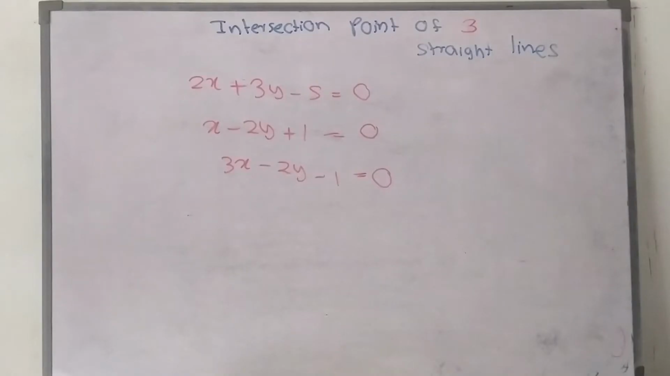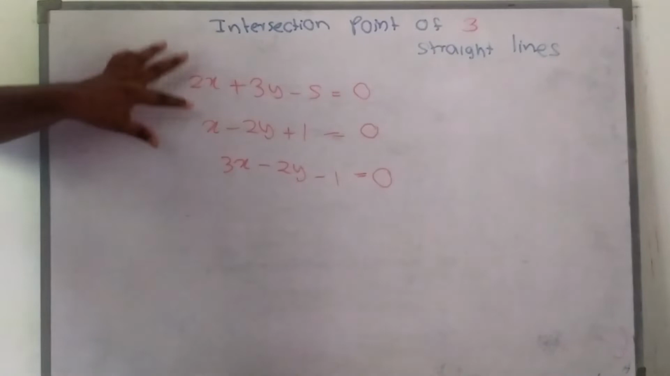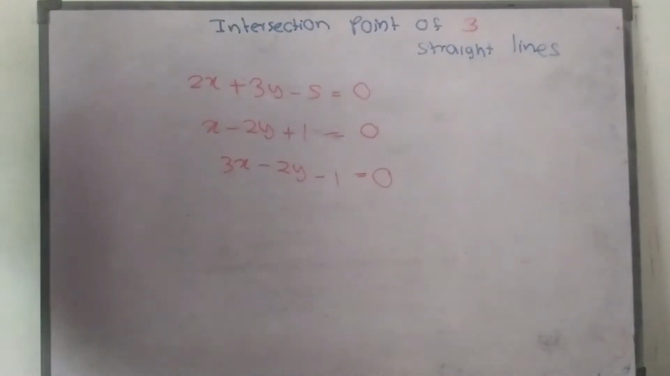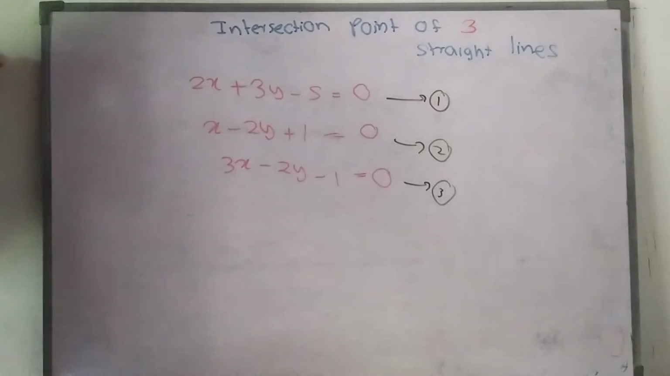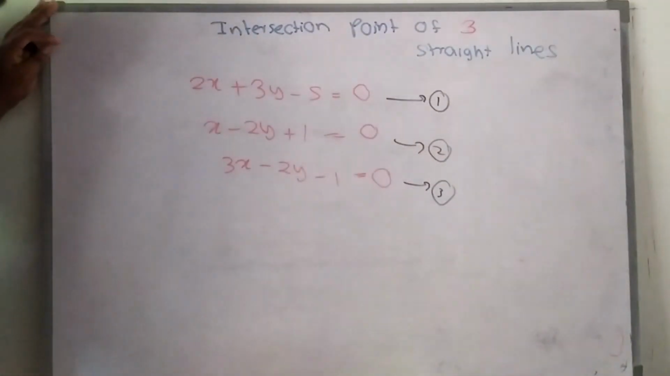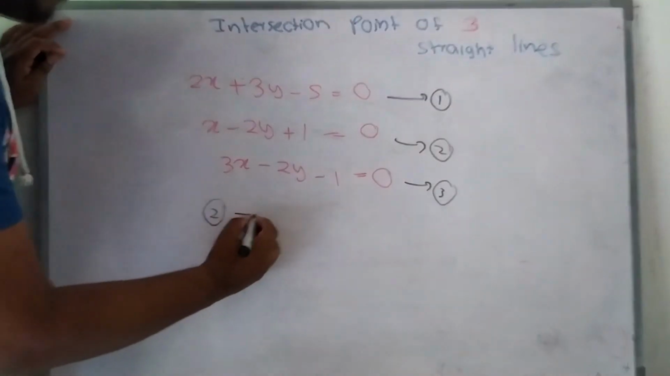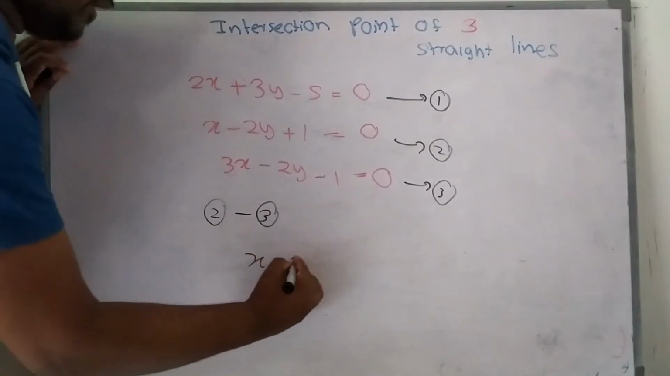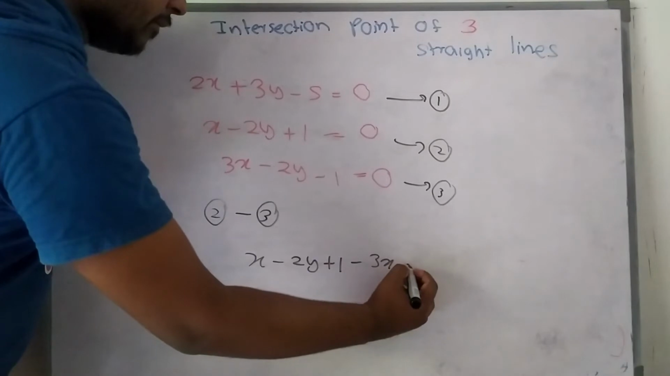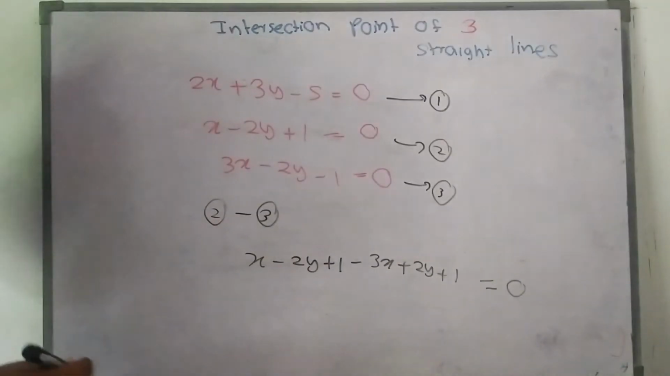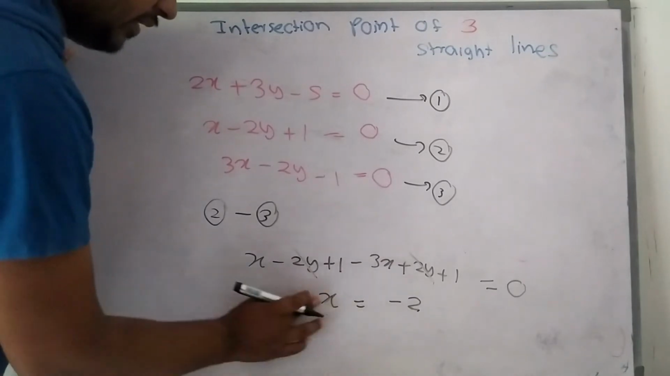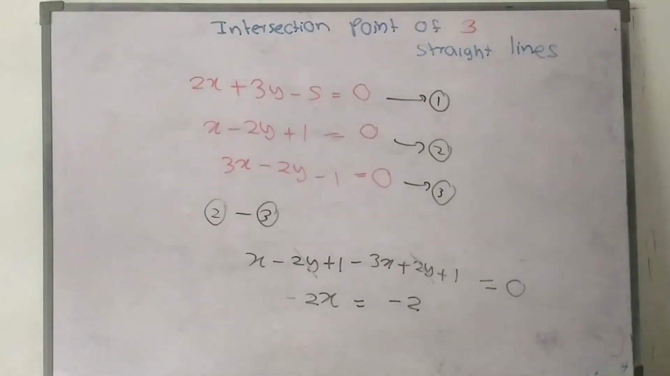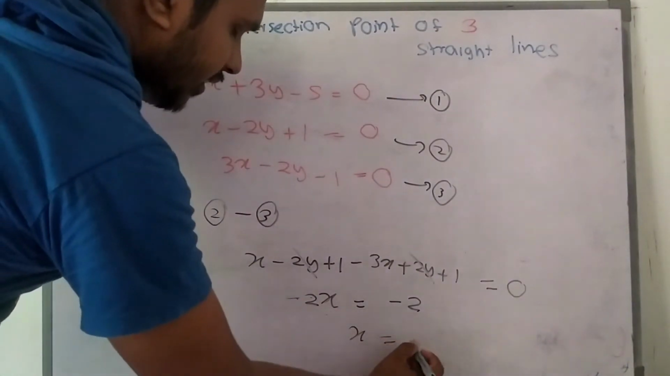Okay children, now I want to find the intersection of three straight lines. The process is the same. You have to select any two straight lines and solve them simultaneously and find the intersection point. Equation number 1, 2 and 3. Now I'm going to solve these two equations simultaneously. The 2y gets cancelled, minus x equals minus 2, therefore x will be plus 1.